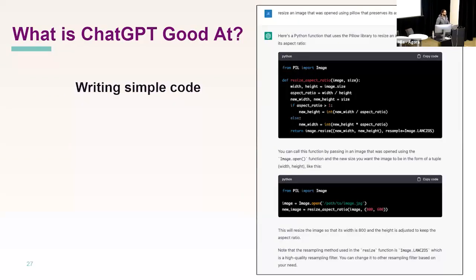Another thing that it's really good at is writing some simple code. So here's an example, something that probably most of you here are familiar with. Write some code to resize an image that was opened using Pillow that preserves its aspect ratio. For those of you who work with a lot of image manipulations, you might be familiar with Pillow. It's a library in Python to manipulate images. And when you use resize, it actually doesn't preserve the aspect ratio by default. You kind of have to specify that. So that's always annoying. You always have to rewrite that from scratch. So now you can just ask ChatGPT and it'll do it for you.